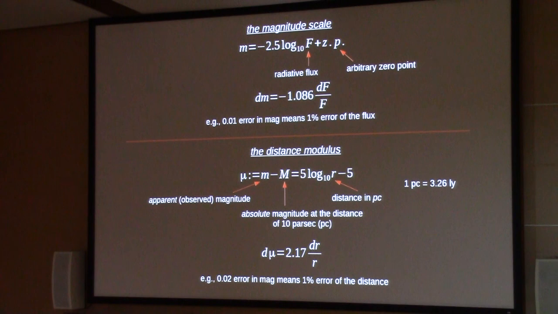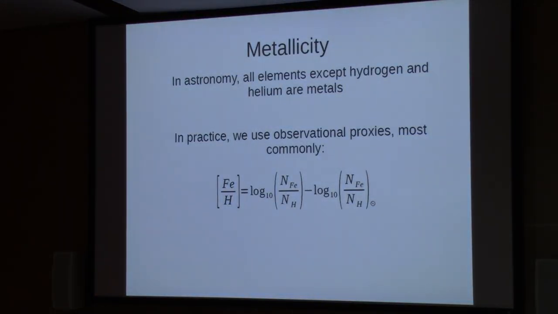And in the distance scale, we use the notion of the distance modulus. So basically, this is magnitude normalized to 10 parsec. So it's a difference of observed magnitude and magnitude as if we observed that object from the distance of 10 parsec. And in this case, 2/100 of the magnitude of error of the distance modulus corresponds to the relative error of linear distance of 1%.